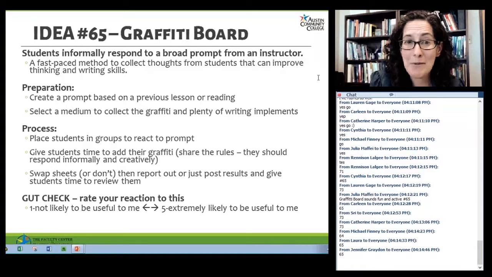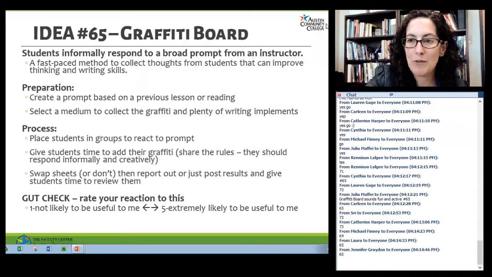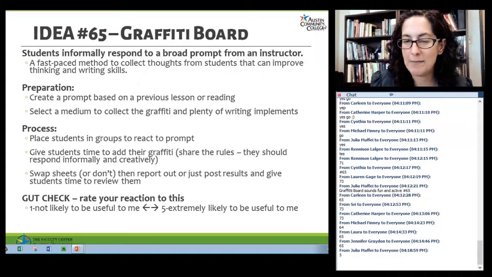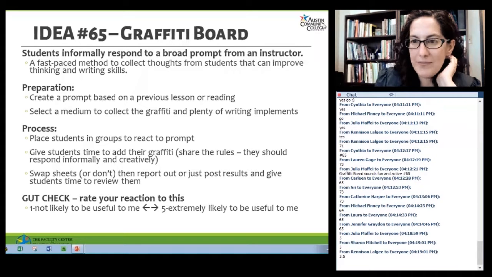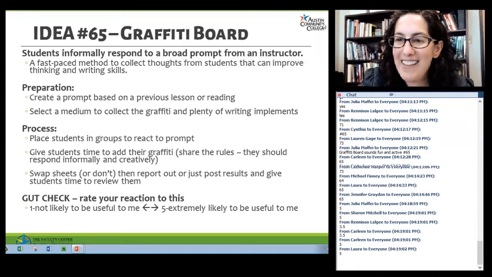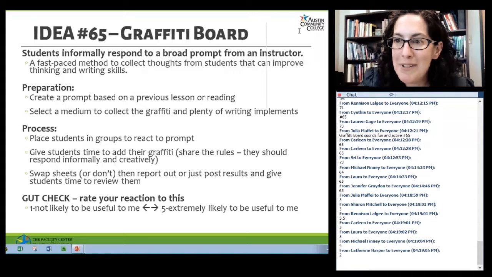So if I've explained it well enough, do a quick gut check for me. Let me know whether this sounds like something you'd want to try. 1 is not likely to be useful to you. 5 is you really like this idea. Okay, all right, so we're getting some good 5s. So I'm excited to hear in a minute what topic you might use this with.